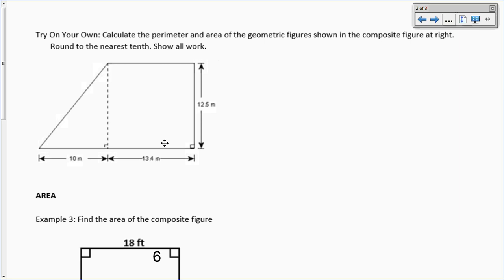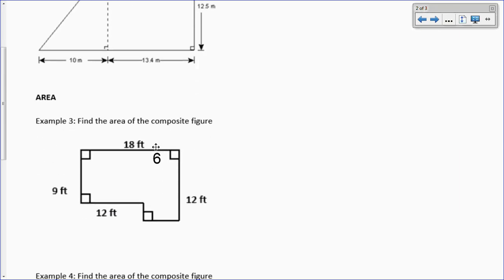So area of composite figures, I think, is a little bit easier because what you're doing is splitting your figure up and finding the area of each figure and then adding them together. So here, this side is 12, it's congruent to the one below it, which means that this side was 6, we already did this, and we split it up.